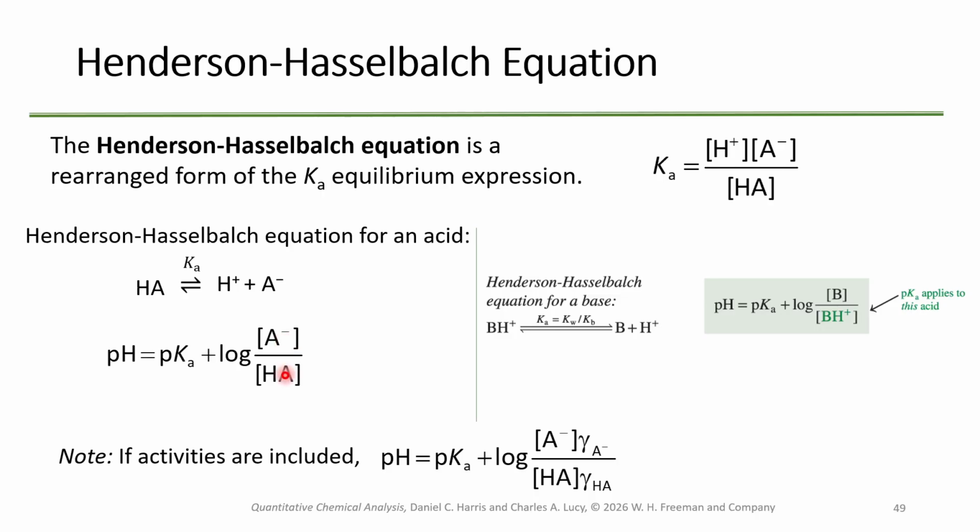If I flip these terms here, this just becomes negative. It's a little trick you can play if you want to use it for different purposes. So it's pH equals pKa plus the log of the base over the acid. Now, this is actually if you include the activities here. So again, we just add our activity coefficients here, and that's the only change we make.